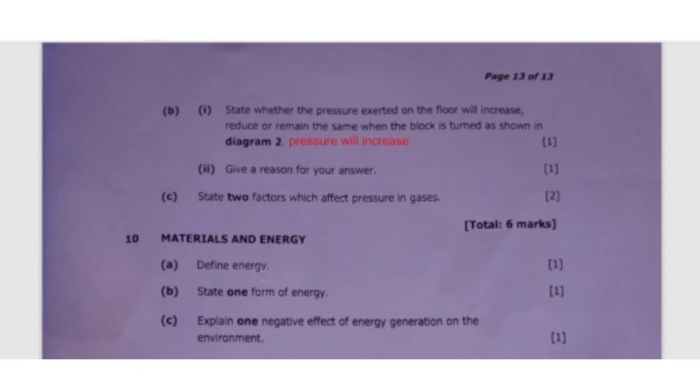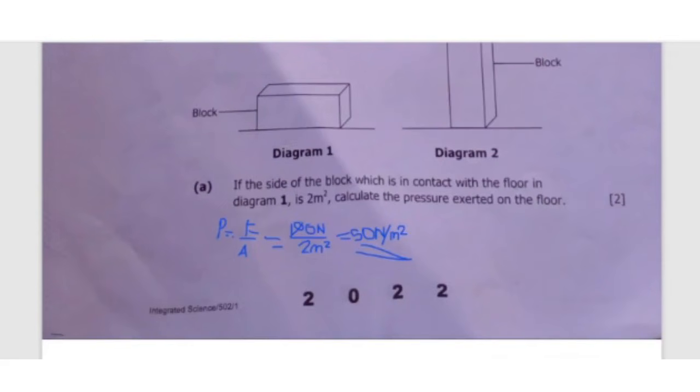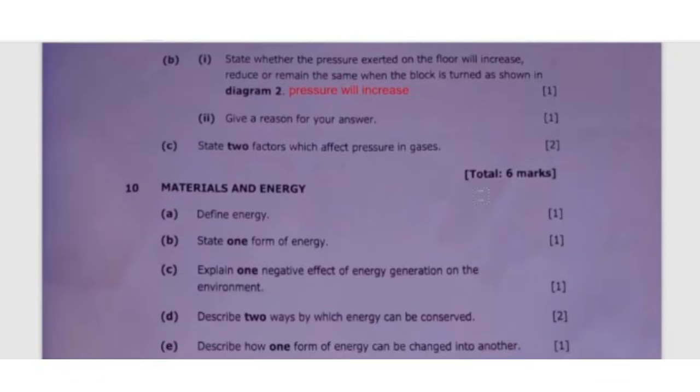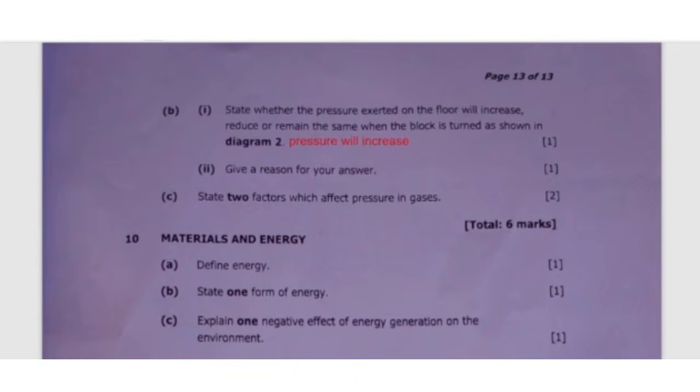Okay, give reason for your answer. Okay, so here is what I'm going to explain. Here the unit area is big, and here the unit area is small. Now since the unit area is small, and here in diagram A the unit area that was resting on the floor was big, that means the pressure was distributed to the whole area. Now here, since the unit area is small, that means the pressure will concentrate in a small area, therefore that's why it has increased. Okay, so that is the reason why we are saying it has increased.